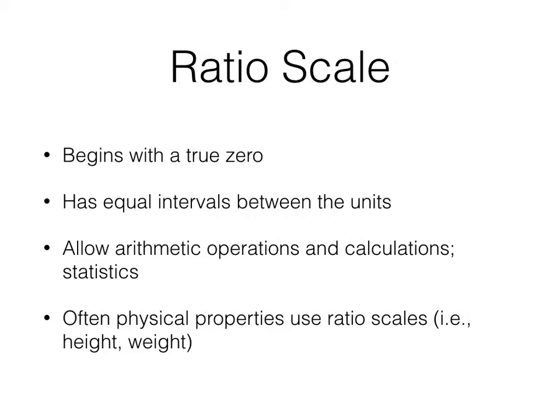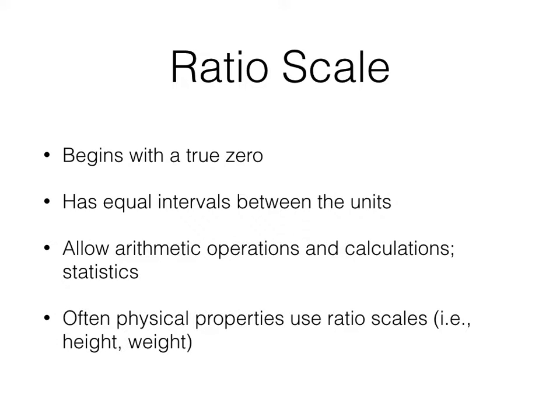A ratio scale is a scale that does begin with a true zero. So getting a zero on an assessment or some type of evaluation measure with a ratio scale truly does mean the absence of anything. This is often used to describe physical properties like height or weight, where 0 pounds truly means something doesn't weigh anything, or if something is 0 inches long, it truly doesn't exist. So that's just an example of what a true zero would mean.